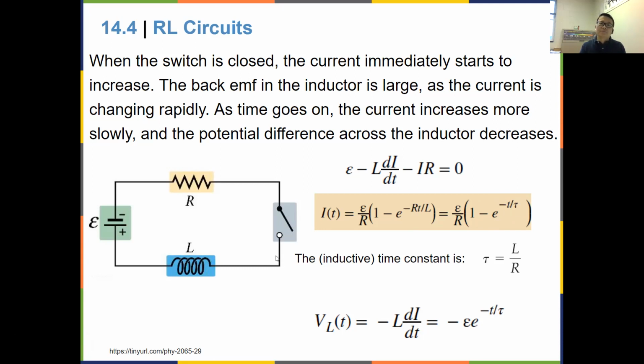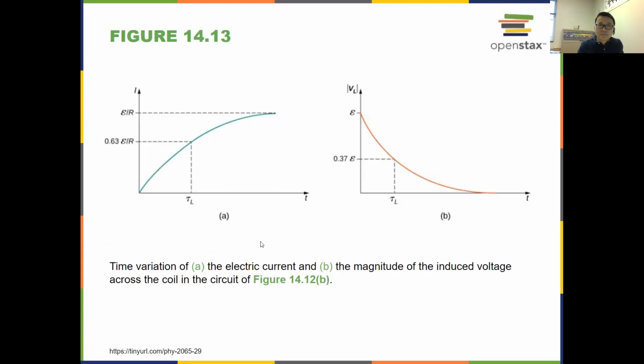So again, this is the opposite of the RC circuit. When you are charging the RC circuit, the voltage goes up. In this case, the voltage goes down on the inductor, and the current goes up, whereas in the RC charging process the current goes down. All right, so current goes up, voltage goes down.